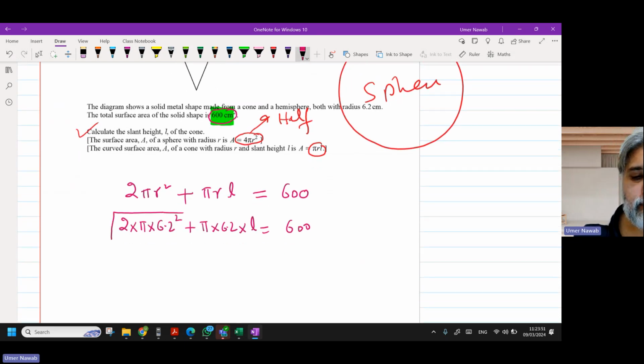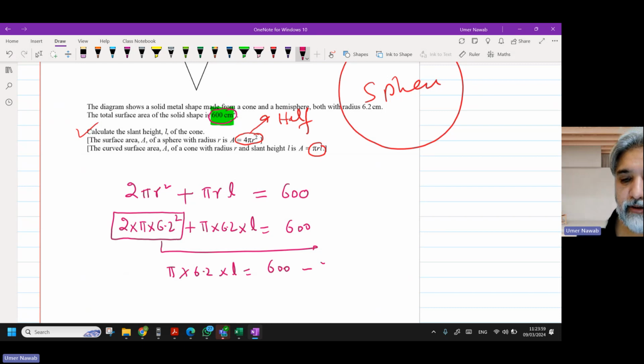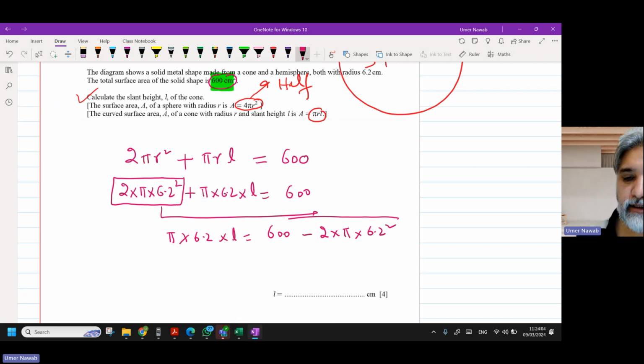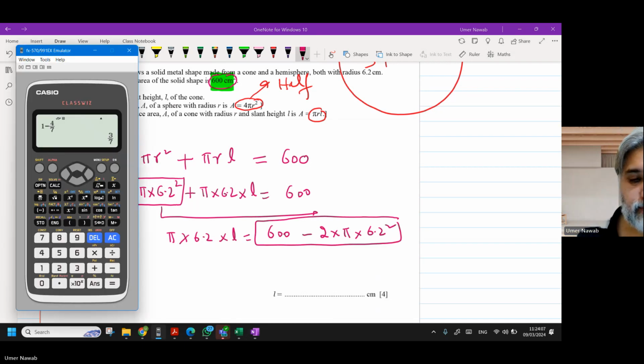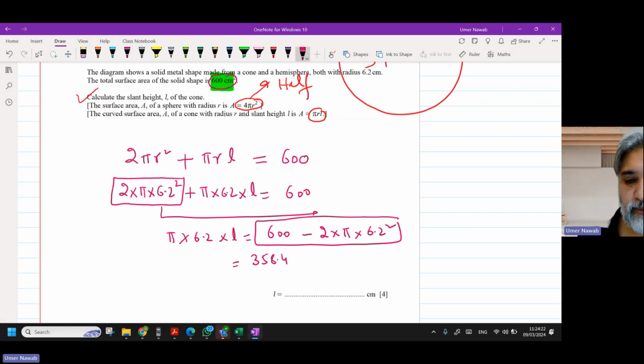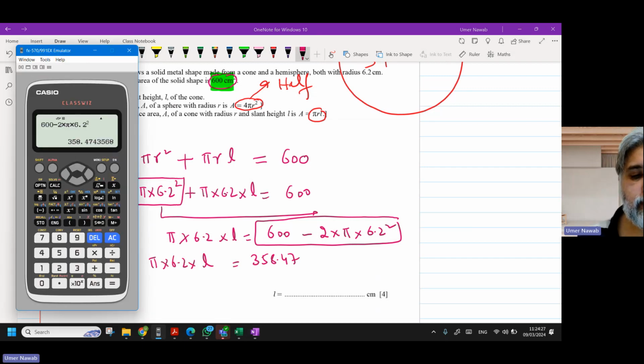Can I send this thing to the other side? So pi times 6.2 times L is equal to 600 minus 2 times pi times 6.2 squared. Now try to get this answer from a calculator: 600 minus 2 times pi times 6.2 squared. It gives you a big answer. Please copy it: 358.47. Or you may store it in your calculator and then use it as an answer.